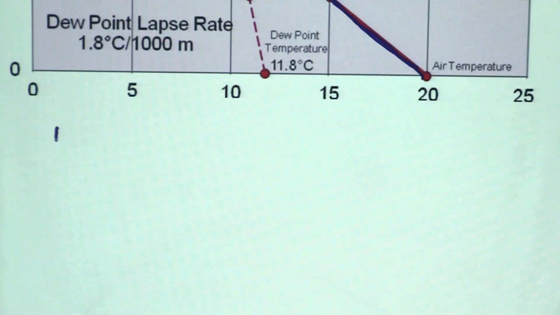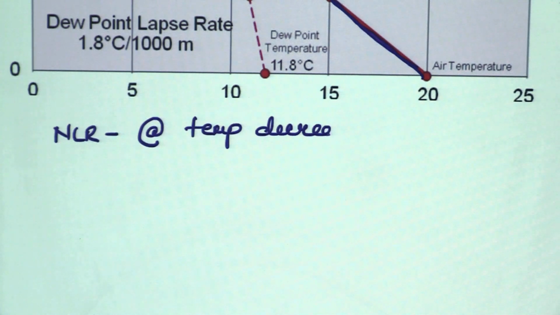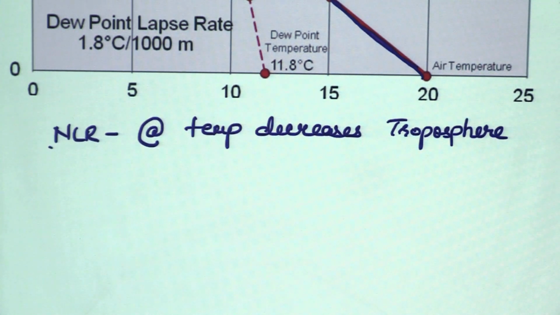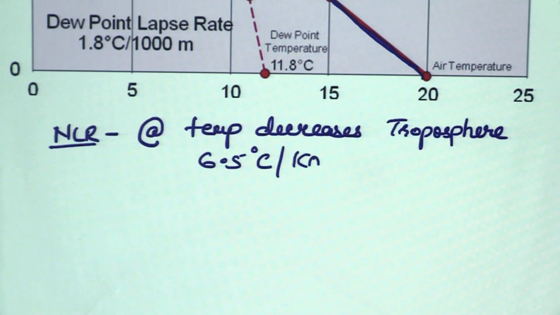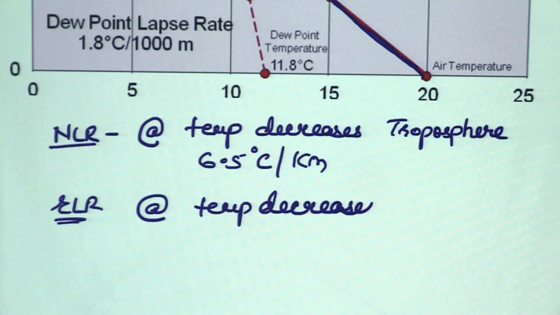Another important fact, the normal lapse rate is the rate at which temperature decreases normally in the troposphere. And what is the normal lapse rate? It is 6.5 degrees Celsius per kilometer. Environmental lapse rate is the rate at which the temperature decreases in a specific air column.